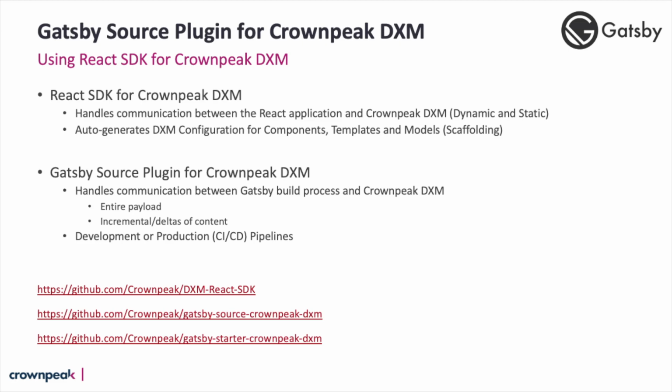So in summary, the React SDK for Crownpeak DXM handles the communication between the React app and the Crownpeak DXM platform, dynamic or static data, and also generates that DXM configuration for components, templates, models, the process that we call scaffolding. The extension to that, the Gatsby Source plugin for Crownpeak DXM, handles the communication between the Gatsby build process and the Crownpeak DXM platform, and that's the entire payload or incremental deltas of content, whether it be in development or in the production CI/CD pipelines.